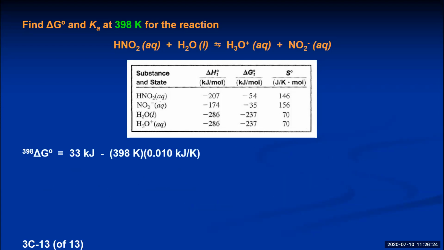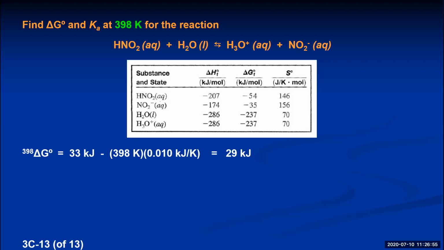So we can calculate delta G naught at 398 now by going delta H minus T delta S. So the delta H value, 33 kilojoules, minus our temperature of 398 multiplied by our delta S value, switching that into kilojoules, 0.010. You could have made them both joules if you wanted. That would have been fine. They just have to be the same. But this comes out 29 kilojoules as the delta G naught value at 398, which means this is a non-spontaneous process in the forward direction.